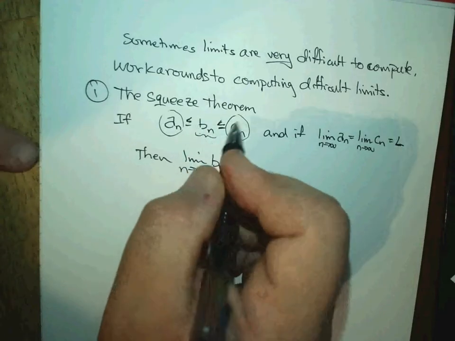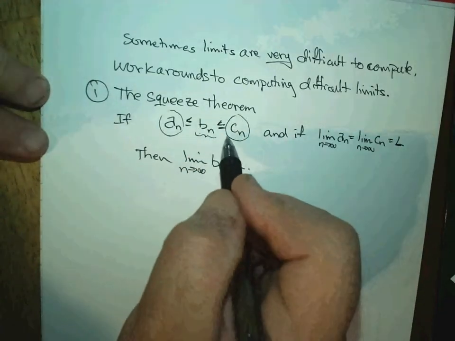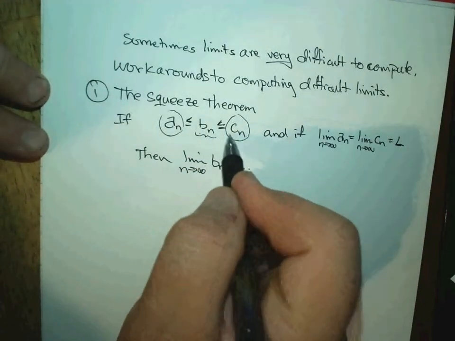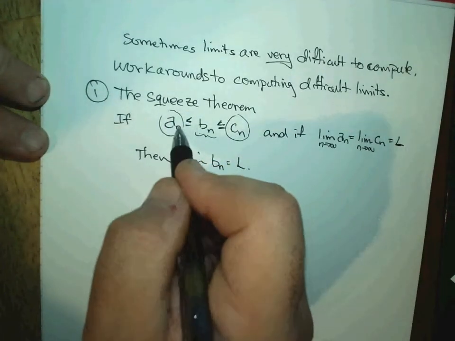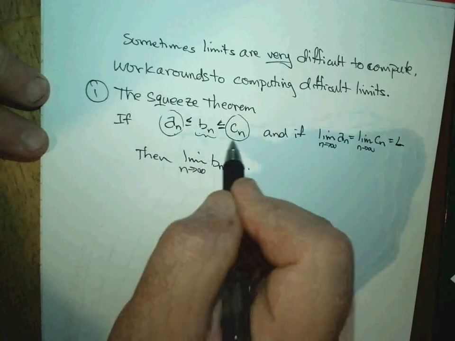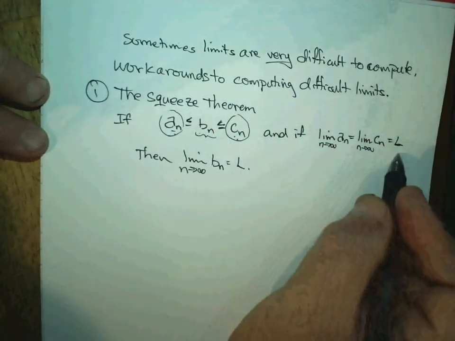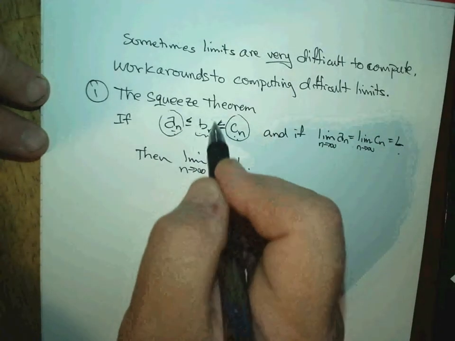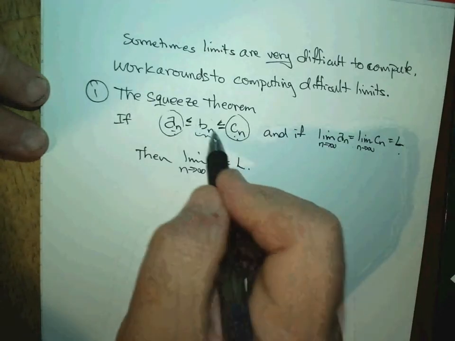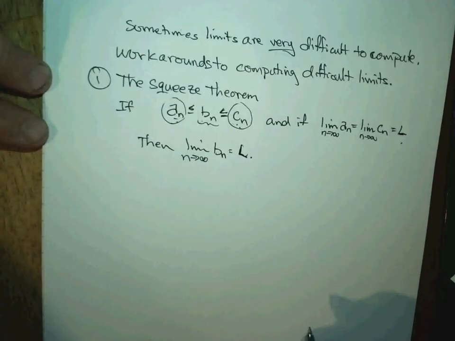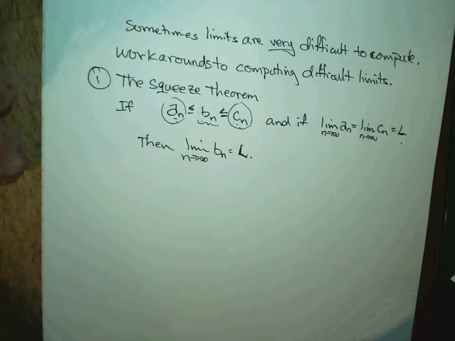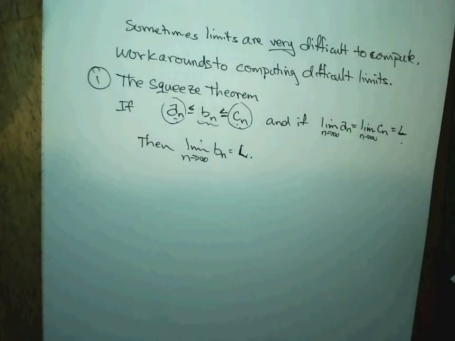And so the idea here is, if you've got some complicated limit to compute, some term b sub n that's very difficult to work with, if you can find a simplification that makes it a bigger term and a simplification that makes it a smaller term, such that both of those happen to go to the same limit, then you don't have to work with this complicated expression. It's squeezed between these two, going to the same limit value. Okay?